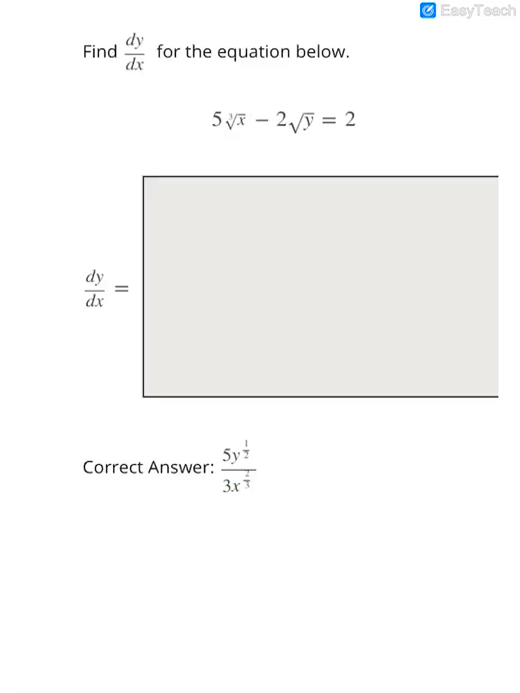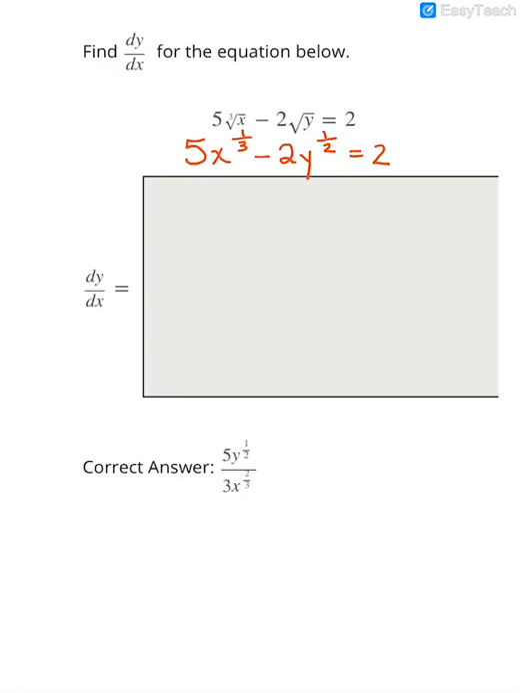Okay, so same thing in the next question. But again, to make it easier on me when I get ready to take derivatives, I'm going to first rewrite these radicals. This first term I'm going to rewrite as a 5 times x to the 1/3 power, since it has a cube root. Minus, I'm going to rewrite this as a 2 times y to the 1/2 power, since it has a square root. And then it's equal to 2.